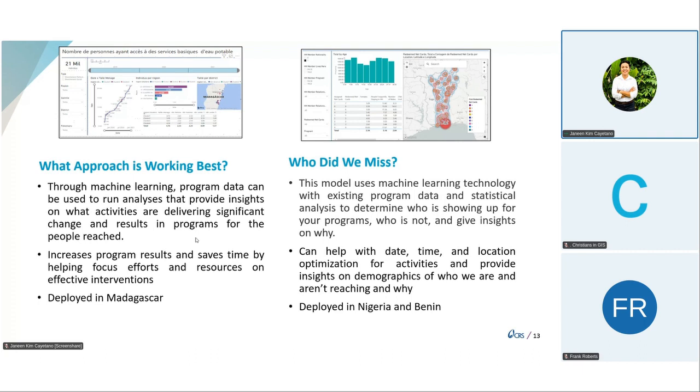So this is more on the advanced analytics side. We combined machine learning and GIS for this. We have two models. We call it what approach is working best. Through machine learning and spatial analytics, we use the program data that we've collected so far in the project, or after the project, and it provides us insights on what activities are delivering significant change.